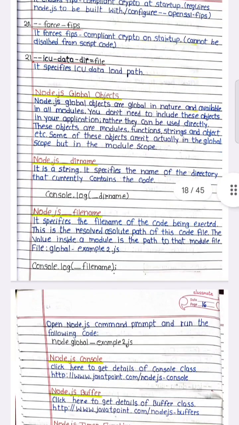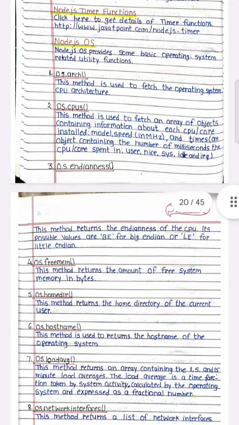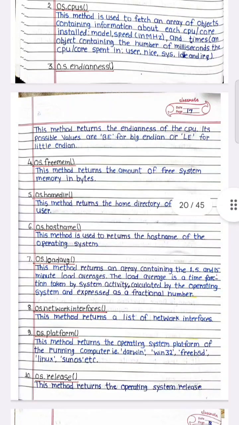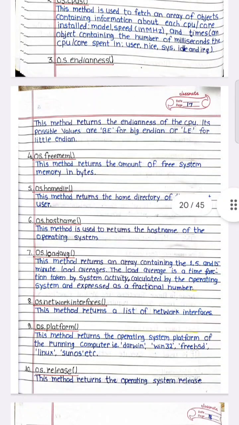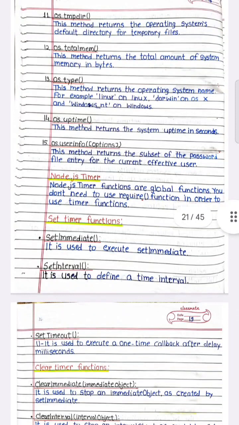Now, if you are talking about the OS module, it fetches an array of objects containing information about each CPU core, including the model, speeds, and times objects containing the number of milliseconds the CPUs have spent in different modes, and uses that for the system. The OS module has a lot of functions like os.platform, os.homedir, os.hostname, os.loadavg, os.networkInterfaces. Whatever you want, you can type and check one by one.